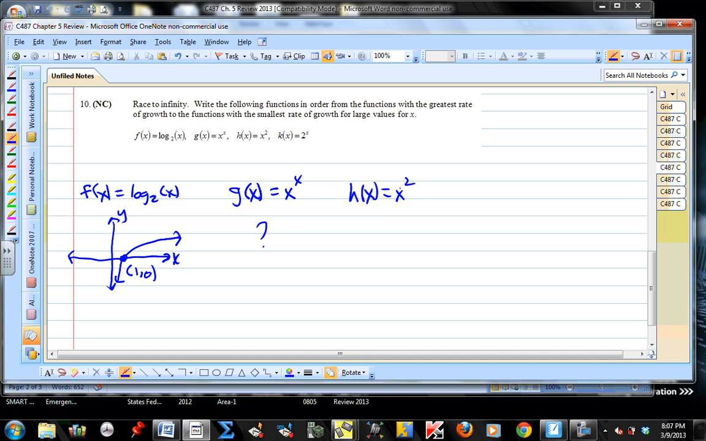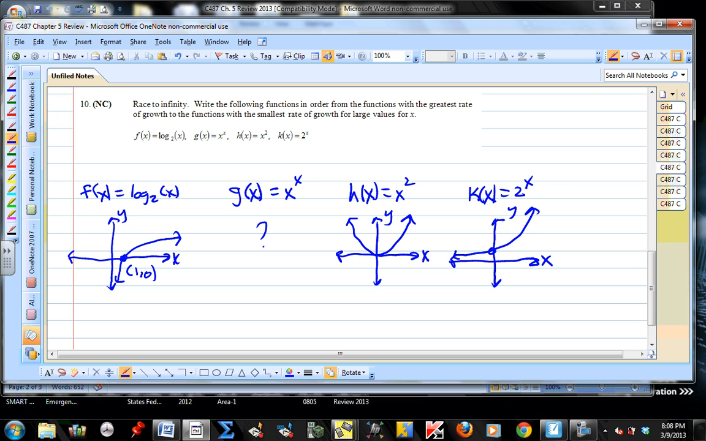h of x is x squared. Well, we know that this is a quadratic function, which makes a parabola when graphed. So you see as x goes to the right, as x gets larger, y increases quicker and quicker. And there's k of x equals 2 to the x power. And we all know that this is an exponential function, and we should know what exponential graphs look like. It'll increase like so, crossing the y-axis at (0, 1).